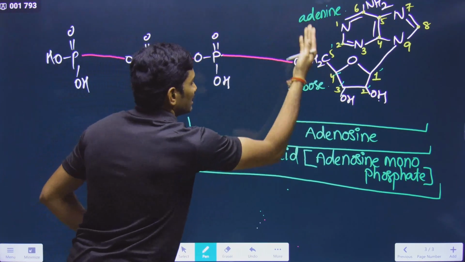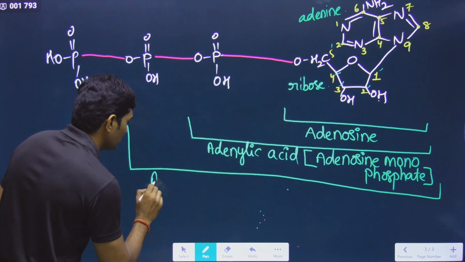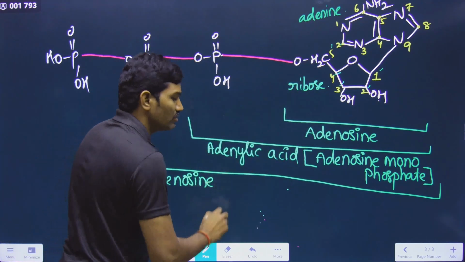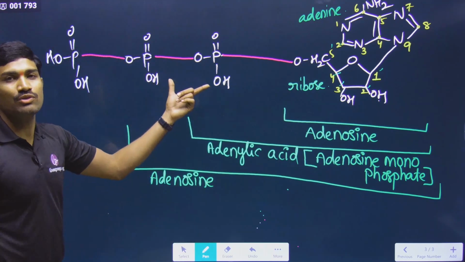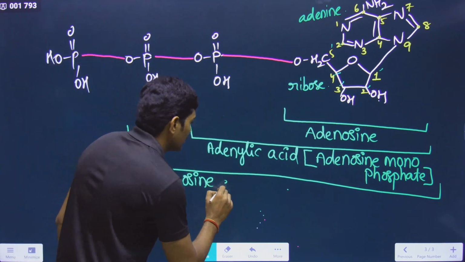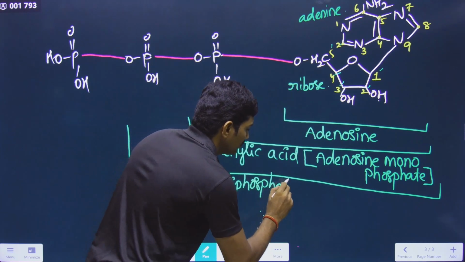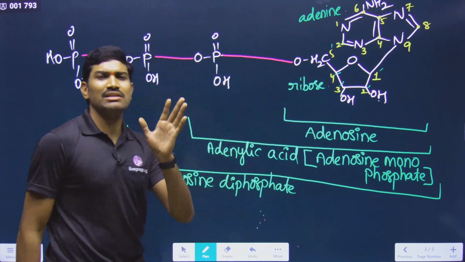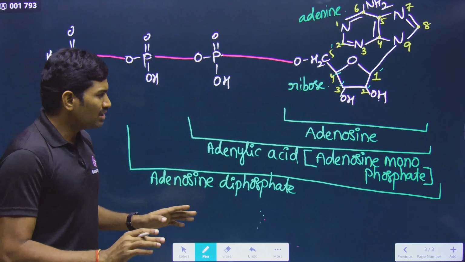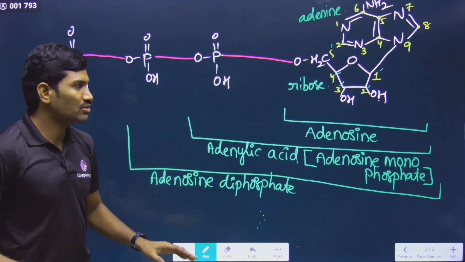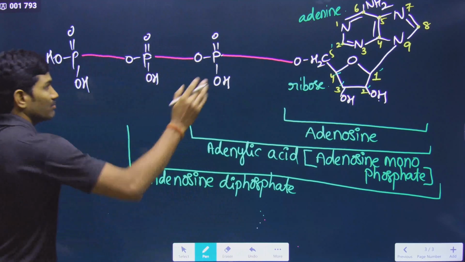So what is this nucleoside? Adenine plus ribose is adenosine. Adenosine is the nucleoside, having 2 phosphates. Having 2 phosphates means diphosphate. Adenosine diphosphate. That's it. Namings are very simple. Only thing is you need to understand the logic behind the naming. Suppose you are starting from that end to this end.